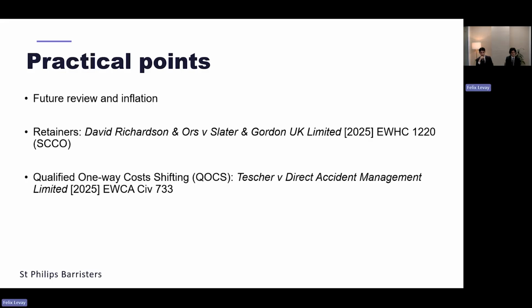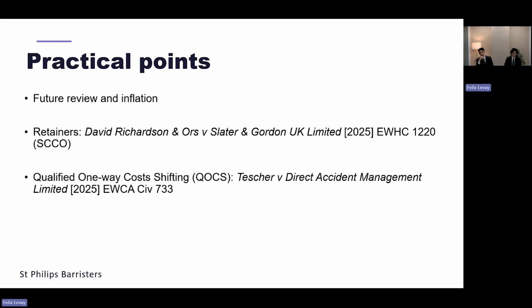Clinical negligence fixed recoverable costs remain paused and under review. We've got no firm timescales on that. The government is also discussing the issue of medical agency fees.